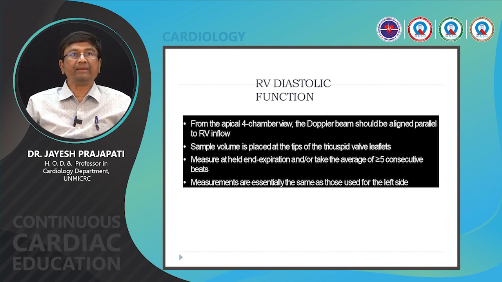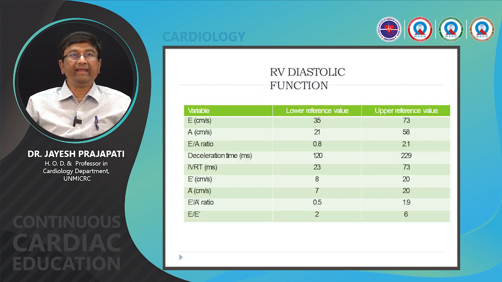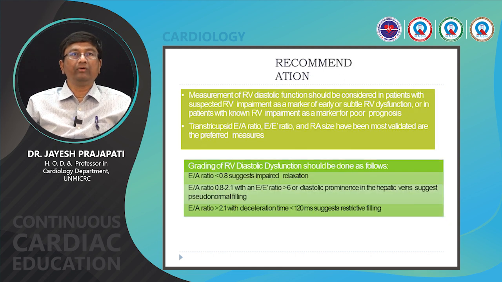It is sometimes misdiagnosed. RV diastolic dysfunction is the same as LV diastolic dysfunction, or we say a relaxation problem. This is also in the 4-chamber view. We measure at the tricuspid level, over 5 beats: E wave, A wave, E/A ratio, and IVRT. This is how we measure diastolic function. An E/A ratio less than 0.8 suggests impaired relaxation. An E/A ratio of 0.8 to 2.1 with an E/E' ratio more than 6 or diastolic prominence in the hepatic vein suggests pseudo-normal. E is very high and A is small, like the LV; the same thing applies here also.